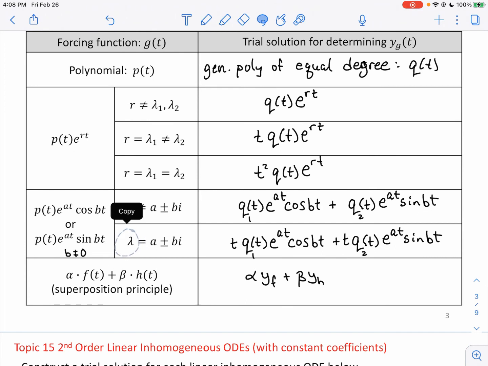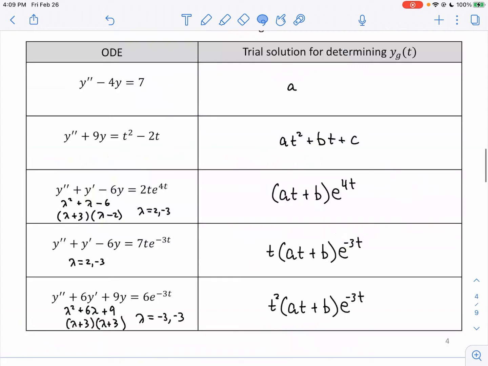So our lambdas, which are 2 and 2, do not equal a plus or minus bi, where a and b come from our forcing function. They do not equal. So we're looking at this category right here. We're going to create a trial solution by using what's currently circled. The Q1 and Q2 are going to have to be arbitrary 0-degree polynomials. The a will be 0, so the e parts will be gone. So we just have the cosine and sine that we have to worry about.